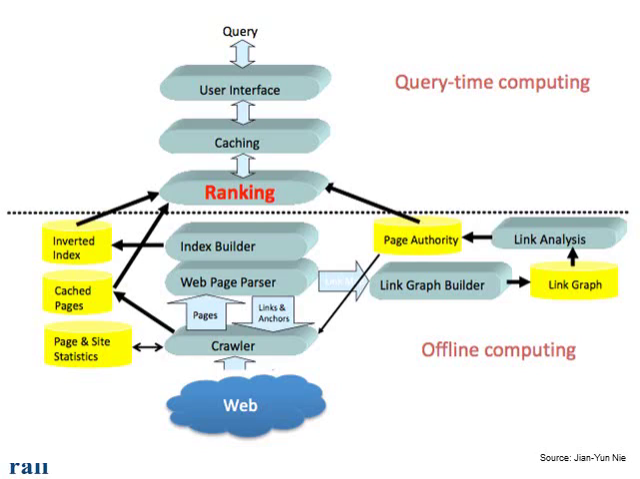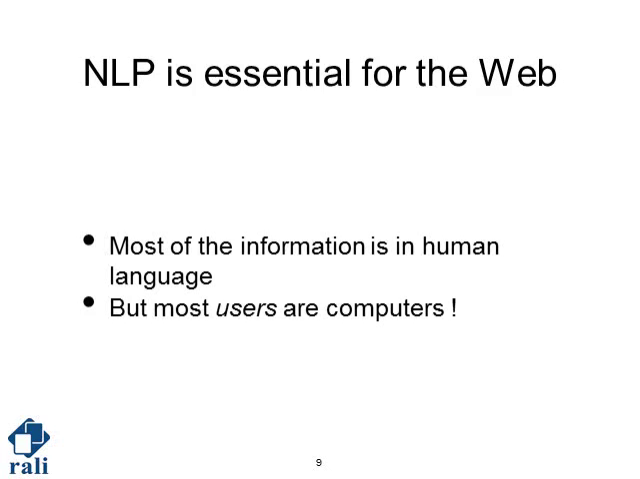So if you look at this, you have NLP built in almost everywhere. What I argue is that NLP is essential for the web. It's essential because most of the information on the web is in human language. It is not necessarily written by humans. There are plenty of web pages that are generated either by natural language generation or by simple scripts. But the information is in human language.